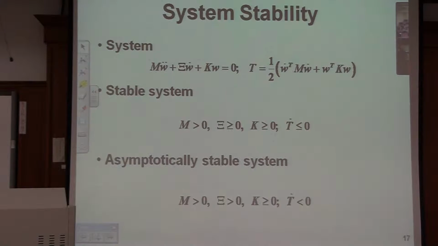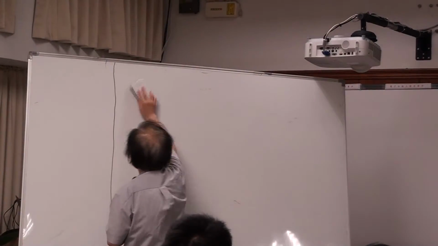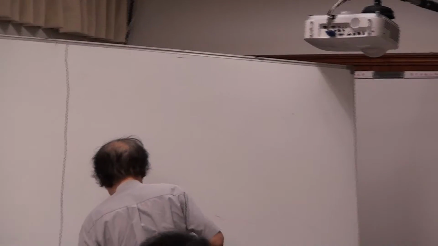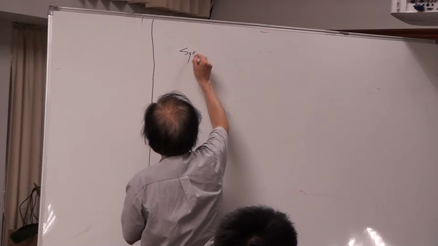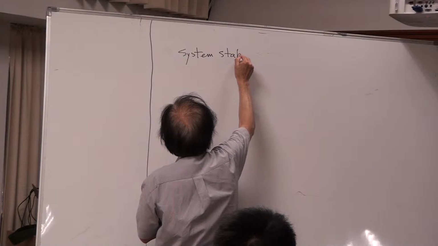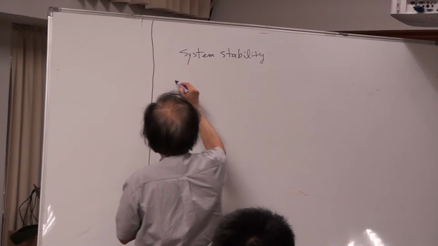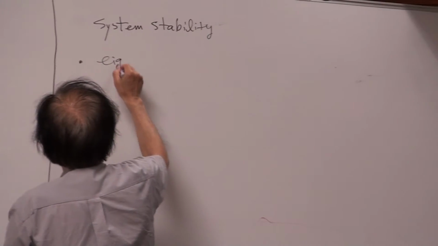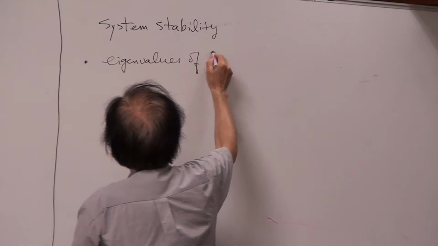Now, for any mechanical system like this, you don't have to solve for eigenvalues. There are two ways to see whether the system is stable or asymptotically stable. One way to do it is to solve for the eigenvalues of the system. We can look at the eigenvalues of the system.